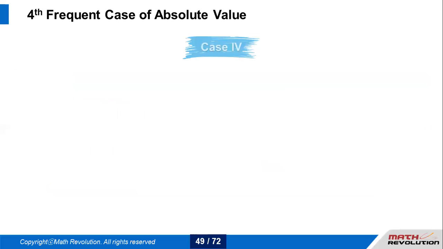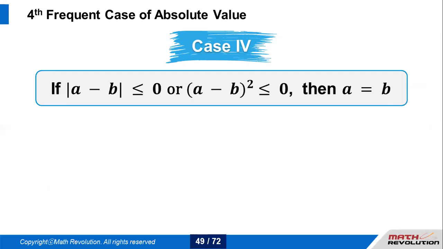Let's talk about the fourth frequent case of the absolute value, which says less than. So if a minus b is less than or equal to 0, or if the square of their subtraction is less than or equal to 0, then a has to be equal to b. Now, how do you apply this particular logic?